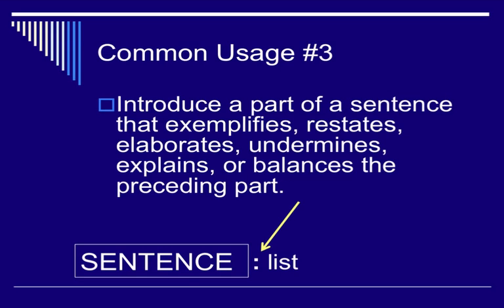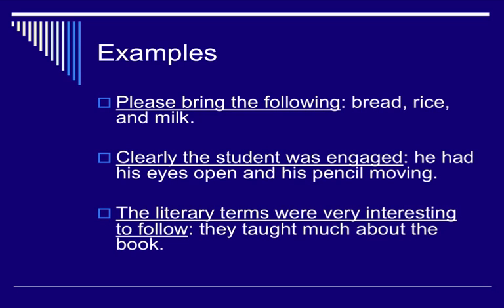Common usage number 3. This is where we introduce a part of a sentence that restates, exemplifies, gives balance, so kind of a list type thing. This is very similar to the one we just showed, but the stuff after the colon is not an independent clause. It is just a list. So again, our graphic organizer down there, we would have a complete sentence, then a colon, and then the list. For example here, please bring the following: bread, rice, and milk.